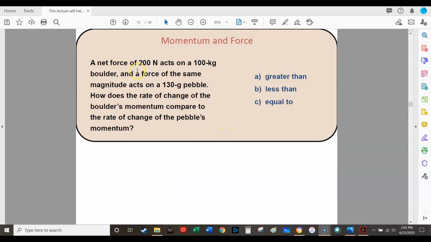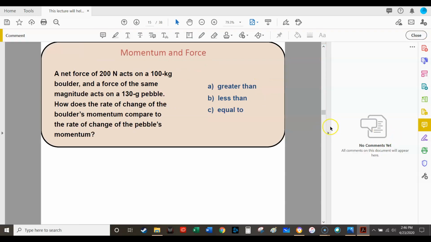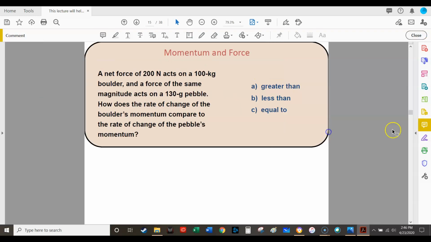So let's do a problem that applies everything that we've learned, and actually it'll apply some things about the nature of momentum related to velocity and mass, okay? So this is a really cool problem. I'm going to get ready to mark it up here. So this is how you mark it up. You hit the comments button. You go to the little pencil.